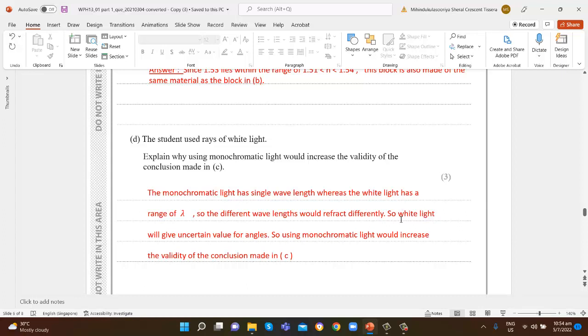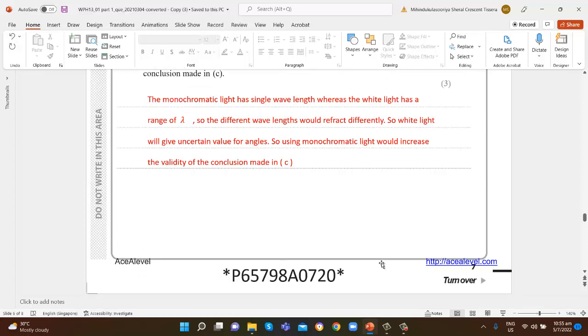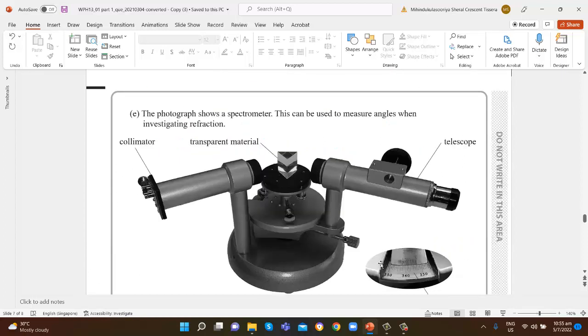So you are getting 3 marks. You have to write this in a proper manner. I have written for you: the monochromatic light has a single wavelength, whereas the white light has a range of wavelengths. So the different wavelengths would refract differently. So white light will give uncertain values of angles. So using monochromatic light would increase the validity of the conclusion made in part C. Okay, that's done. Now moving to part E.